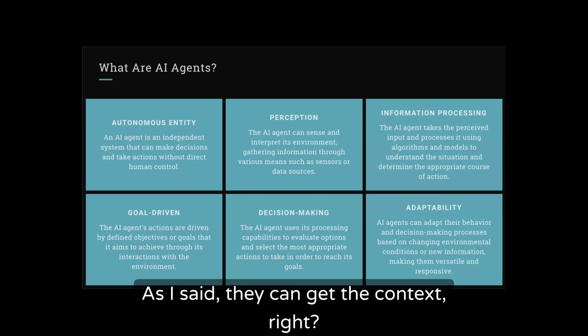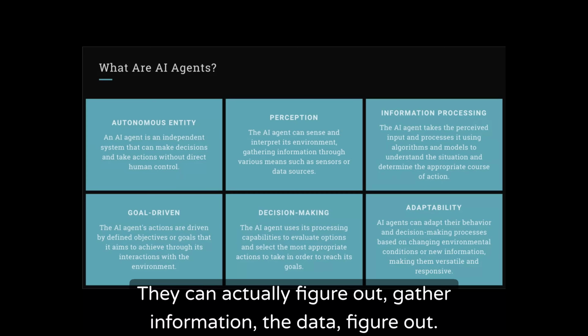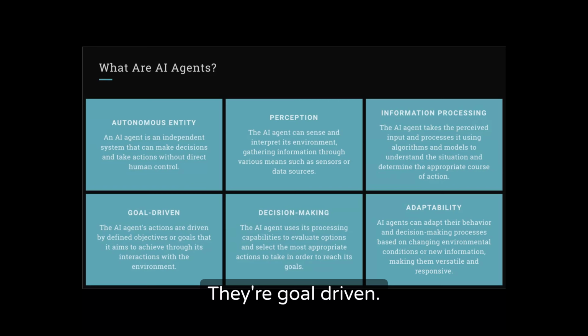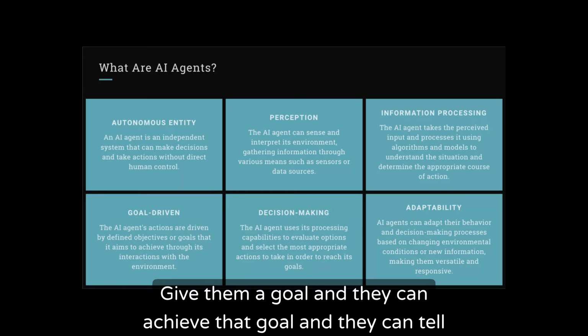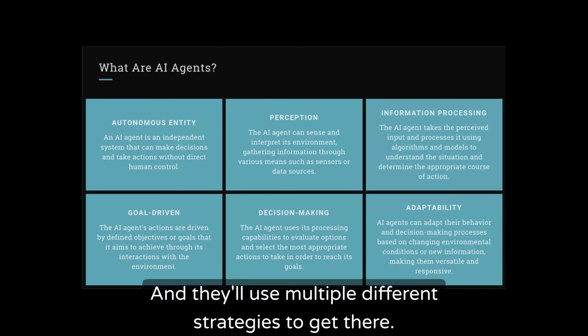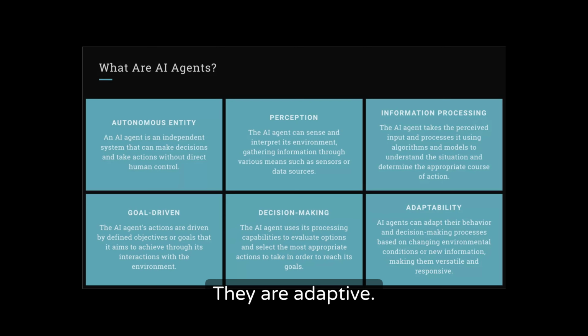Perception, as I said: they can get the context right, they can gather information, sense the data, and figure out how to make that decision. They're goal driven. You can give them a goal and they can achieve the goal, and they can tell you how to get there, and they'll use multiple different strategies to get there. And they are adaptive. They can process information.